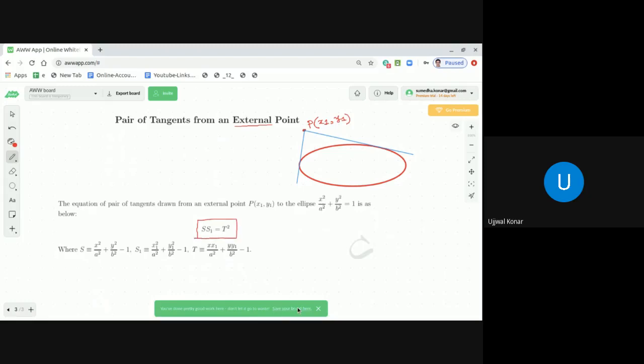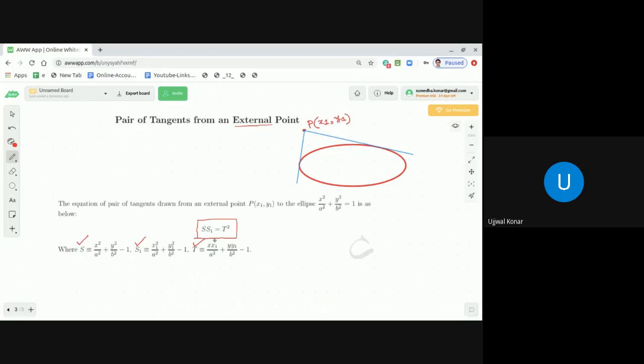This is a symbolic way of remembering the pair of tangents, where S is the expression x square by a square plus y square by b square minus 1. And S1 is nothing but the same expression S, where you just replace x by x1 and y by y1. And T is x x1 by a square plus y y1 by b square minus 1.